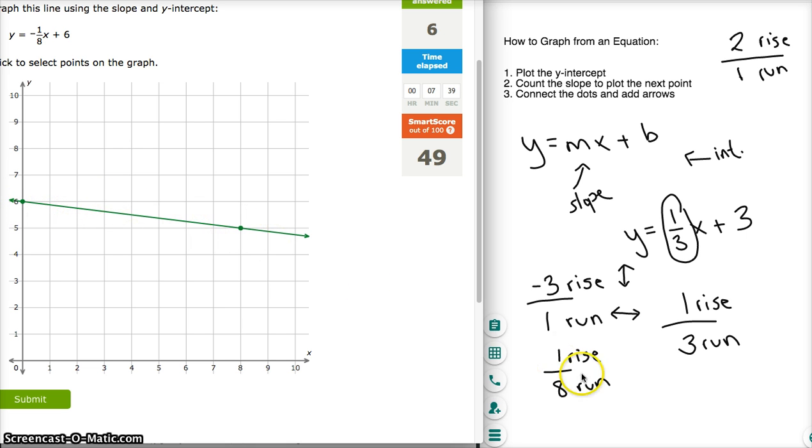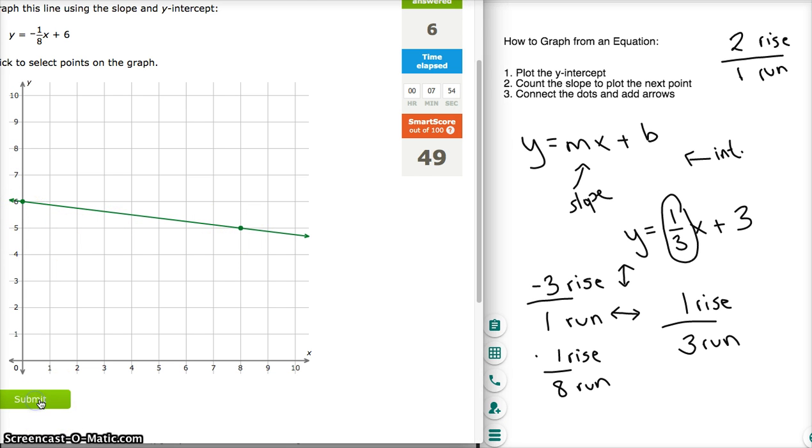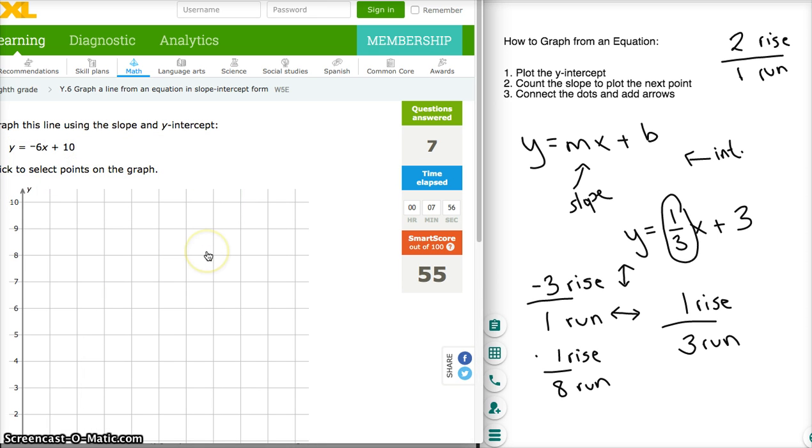So it doesn't matter if the 1 is negative or the 8 is negative, but they both can't be negative, because if they both are negative, you're going to end up with a positive slope. So start on 6, go down 1 over 8 instead of up, because it's negative. All right.